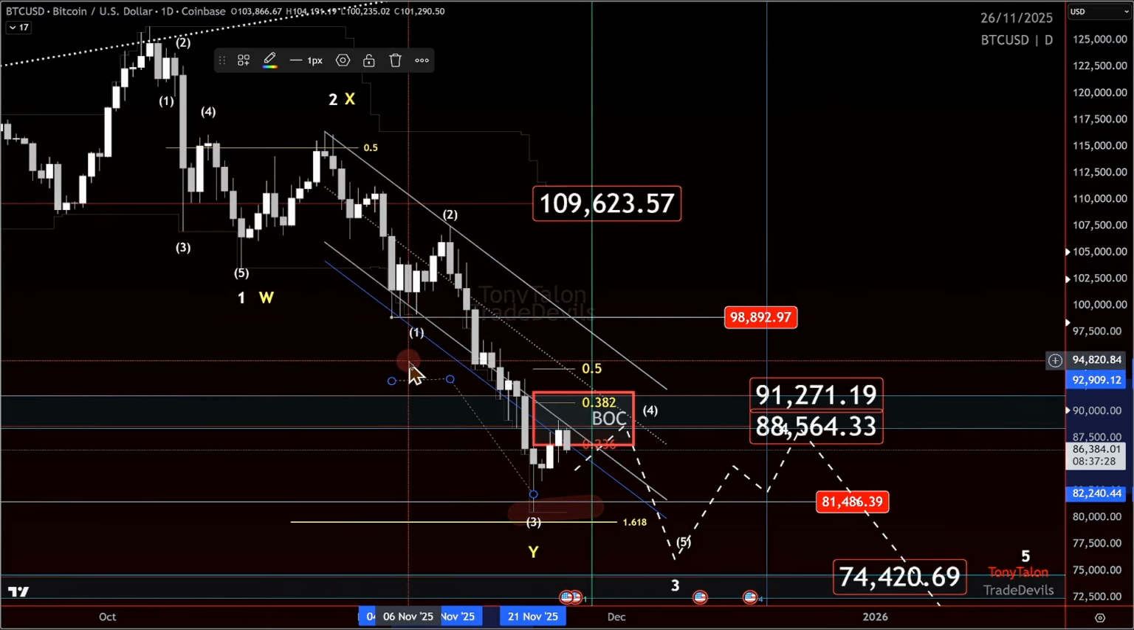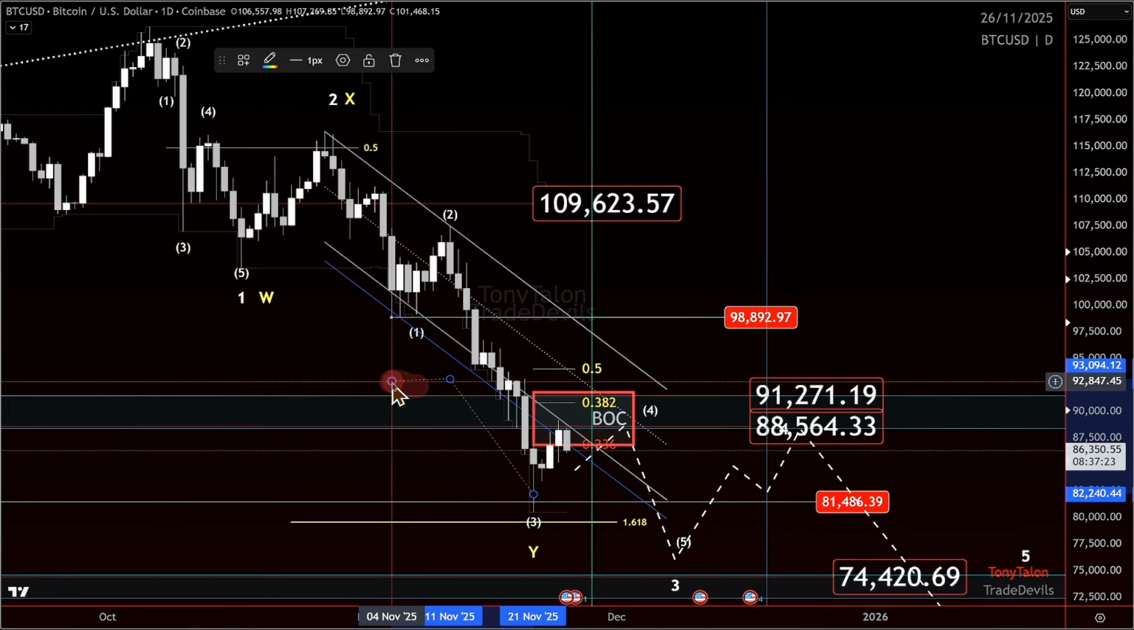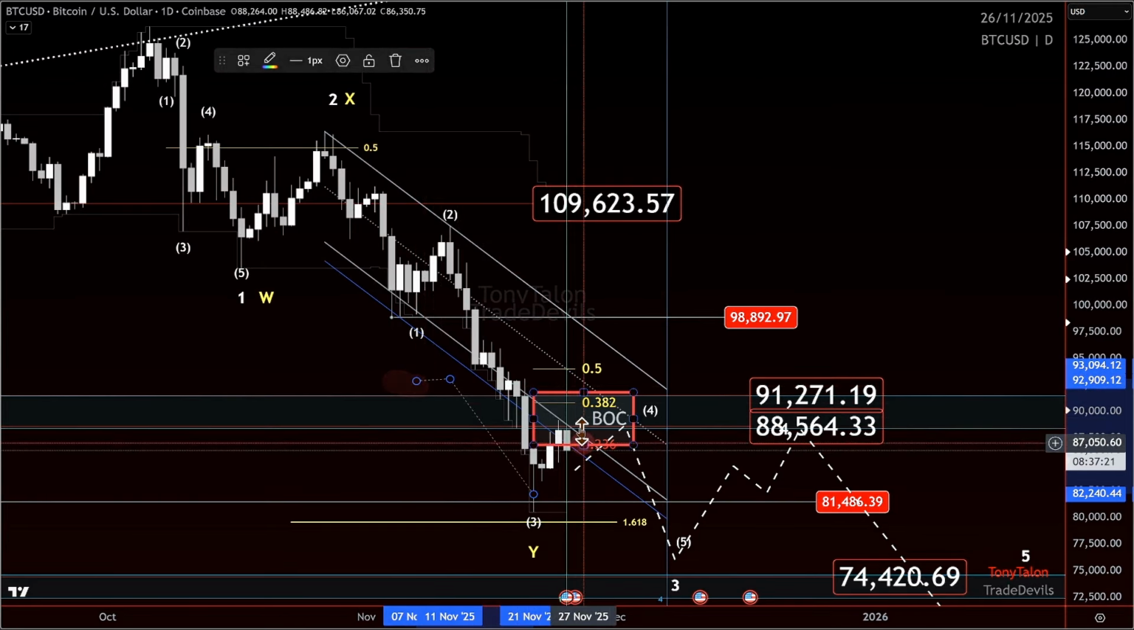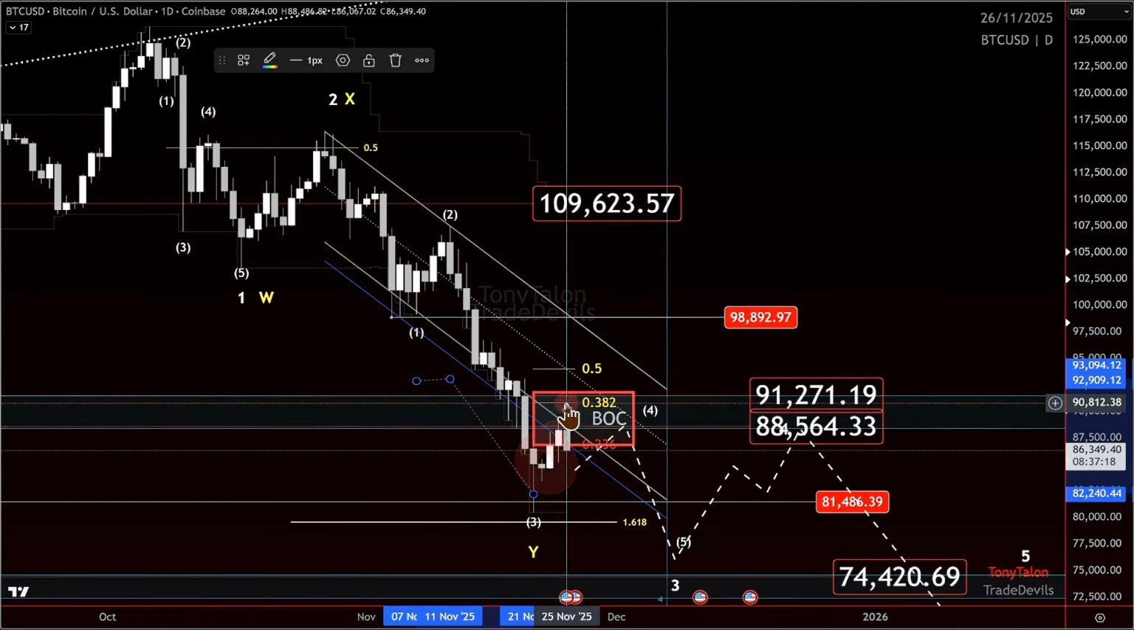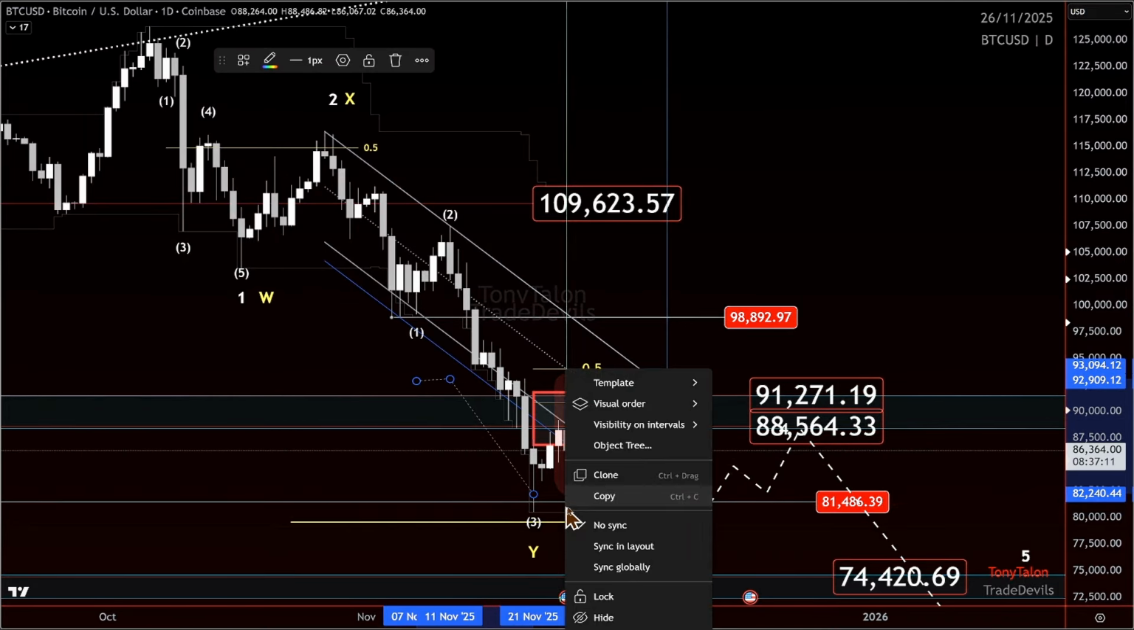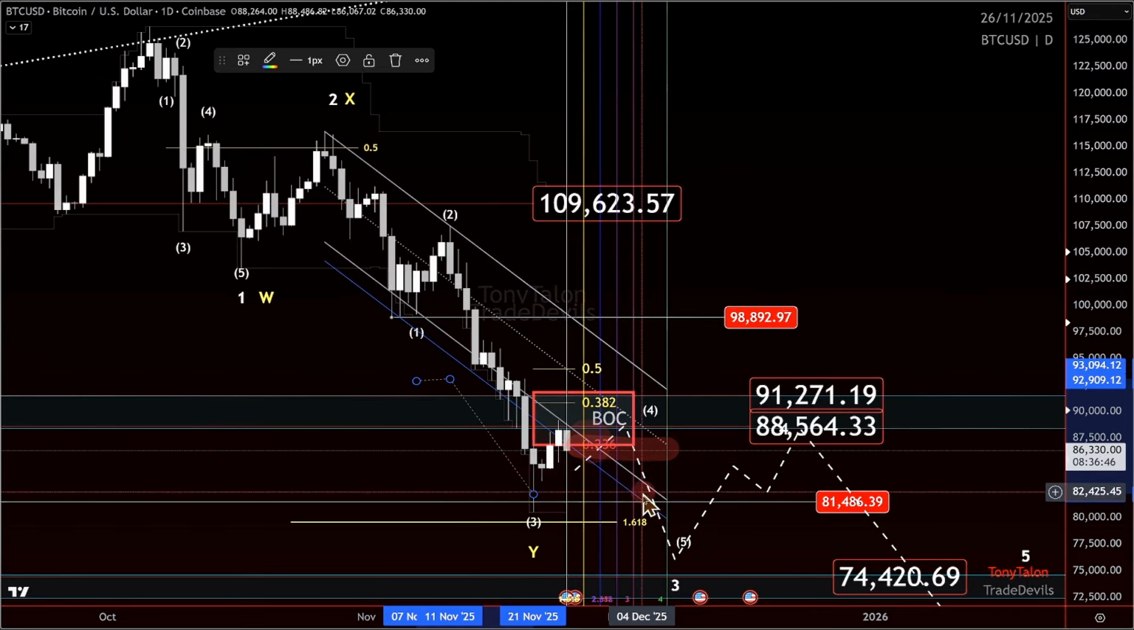Now, I did count this a couple different ways. I think the other pivot was right about here, and we had a truncation, so I'll move that over. And we have hit that right now. We've hit the 1-to-1, which is the minimum. I'd really like to see it push into here a little bit more. 1.618 would be ideal as well. And then start adding on all these other levels.